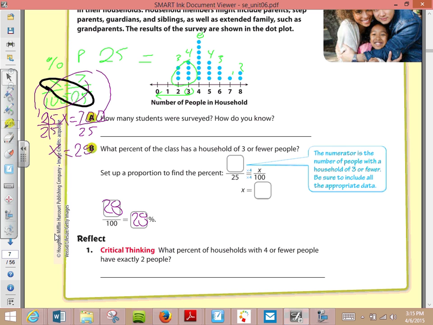It should be the same thing, but you have to use different numbers. Think about it. Read it carefully. What percent of households with 4 or fewer people have exactly 2 people? Think about it.